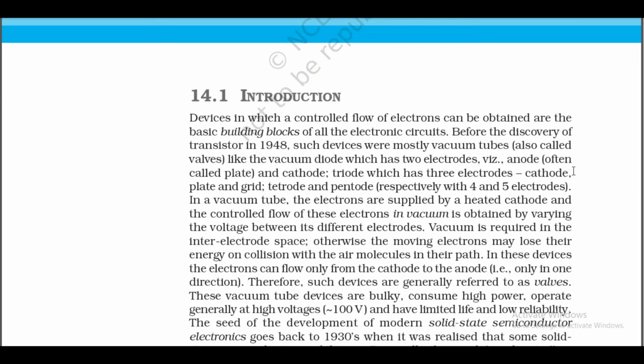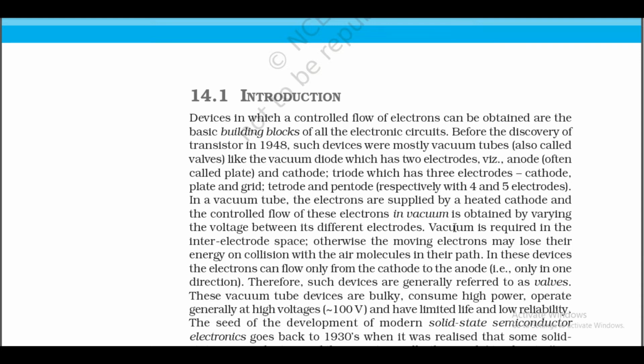the vacuum diode, which has two electrodes, that is, anode, often called plate, and cathode; triode, which has three electrodes, cathode, plate and grid; tetrode and pentode, respectively with 4 and 5 electrodes. In a vacuum tube, the electrons are supplied by a heated cathode, and the controlled flow of these electrons in vacuum is obtained by varying the voltage between its different electrodes.